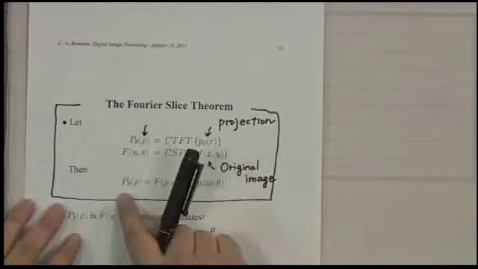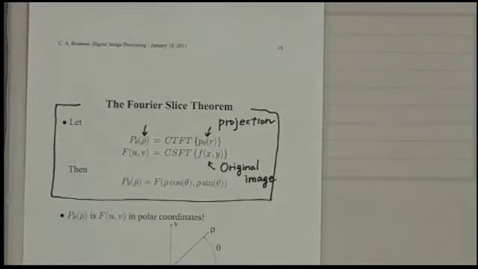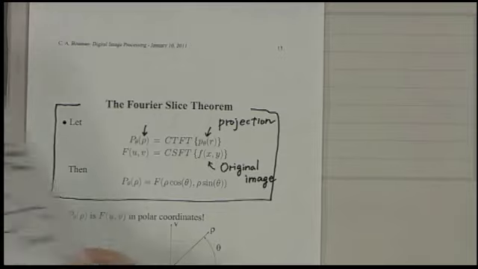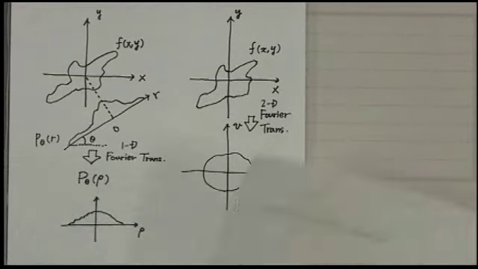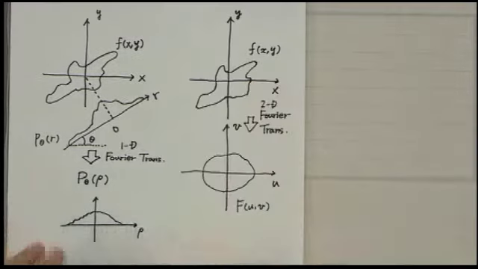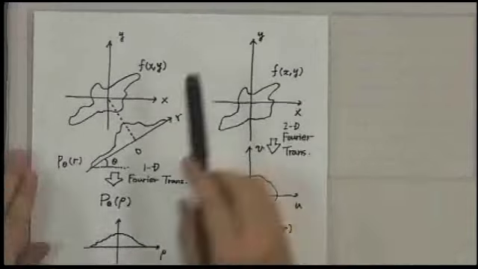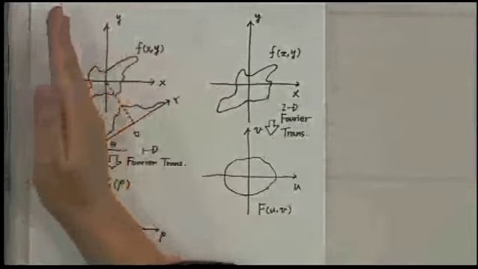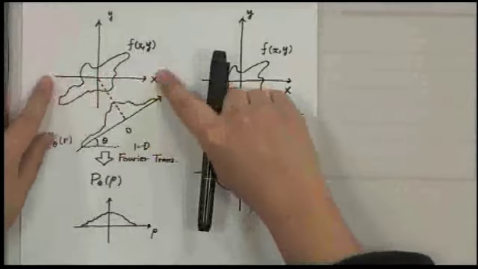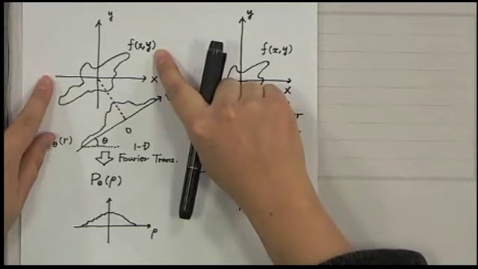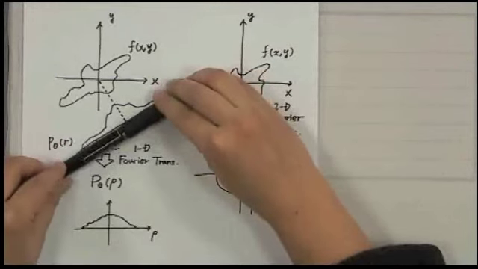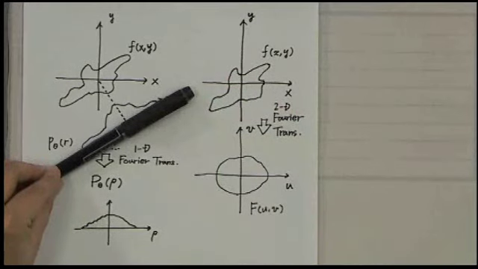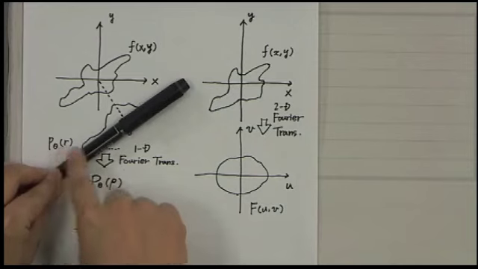So, what does this equation mean? Actually, it's much easier to understand using a diagram. Here's the diagram I drew before the class. First, we are thinking about this side. This is a plot of f x y, the original image. And then I'm considering the line with angle theta. I take the projection, and I call it P theta R.